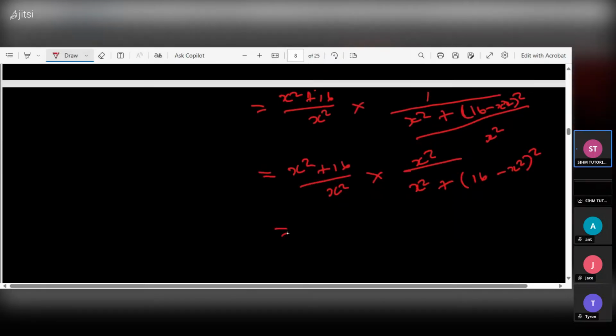So here you're going to find that this and that go away, and we are left with x squared plus 16, because it's all divided by 1, and anything divided by 1 is itself. So let's try to simplify this.